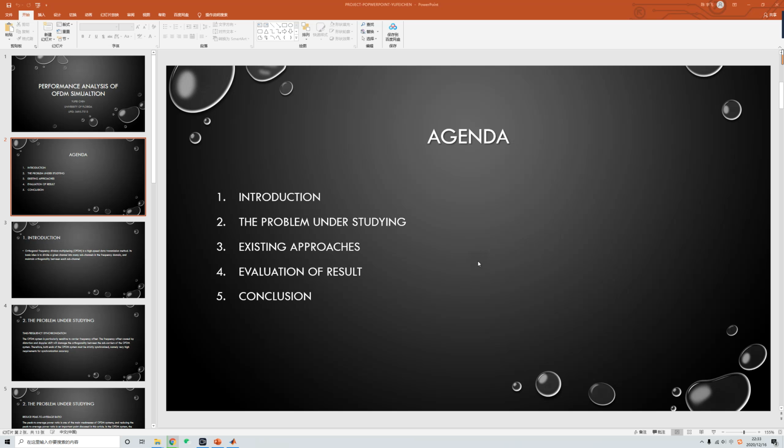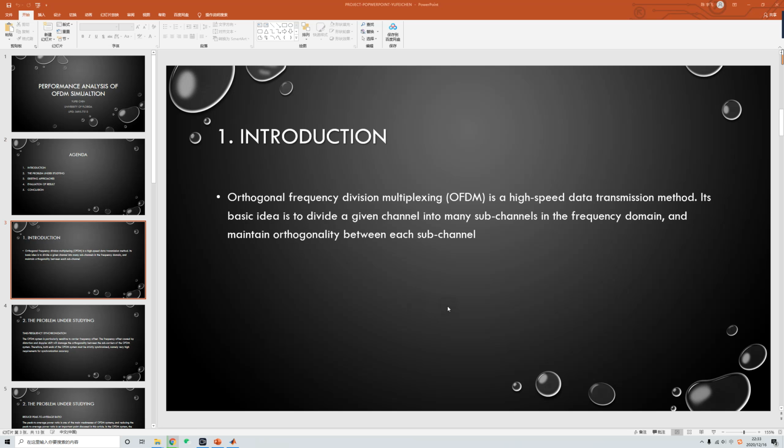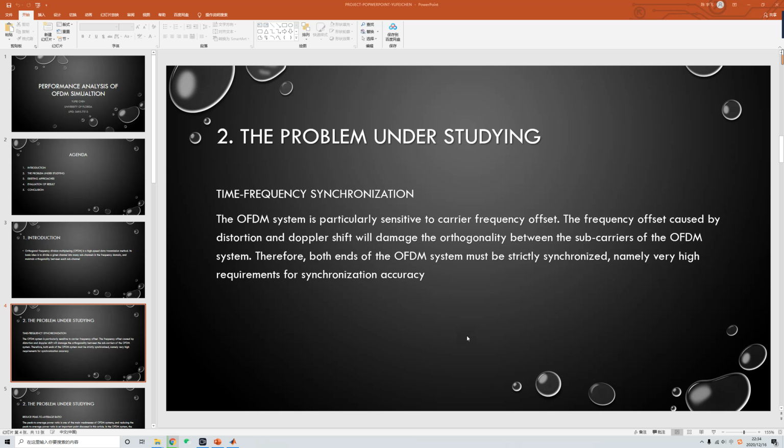One is the introduction, the second is the problems in the study, the third is the existing approaches, the fourth is the evaluation of results, and number 5 is the conclusion. So for the introduction, OFDM is a high-speed data transmission method, and its basic idea is to divide a given channel into many subchannels in the frequency domain, and then maintain orthogonality between each subchannel. So we have some problems.